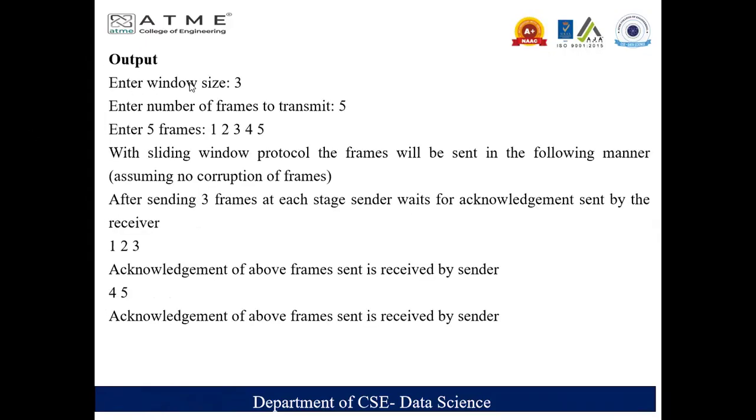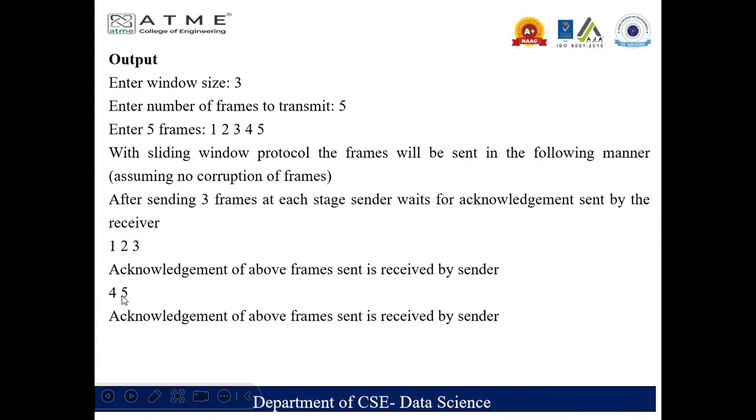Here is the output. Enter the window size. The window size is 3, and then it asks to enter the number of frames to transmit. I will say 5. That means I want to transmit 5 frames, but the window size is only 3. When I enter the frames in order, assuming that none of the frames are corrupted, you can see only 3 will be received first, because the window size is only 3. Acknowledgement of the above frames sent is received by the sender.